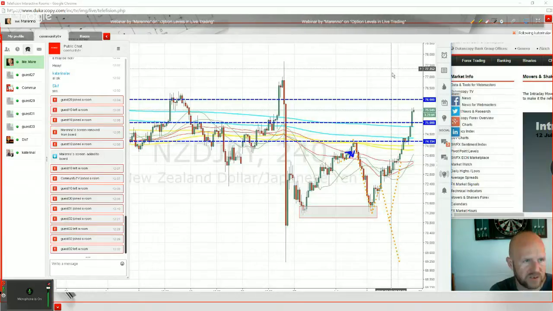I would recommend you to trade this currency pair during the Asian session. Don't do it during the European session, or at least European and American overlap hours.